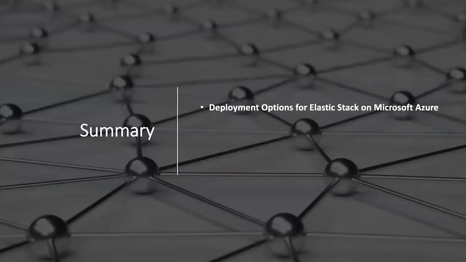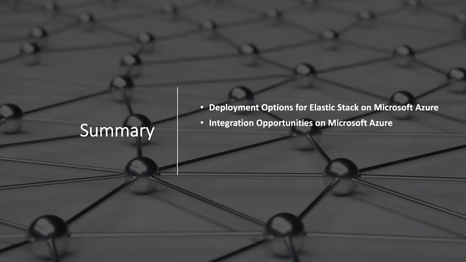So in summary, we covered all the different mechanisms for how to deploy the Elastic Stack on Microsoft Azure. The first one was the fully managed option, which we strongly recommend. The second is the self-managed option, either on Kubernetes or virtual machines, typically for lower environments where you want full control over the environment. So those are the two deployment options that we have.